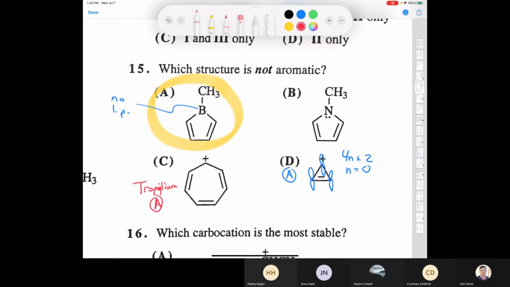And this compound is aromatic too. You put these and an unhybridized p orbital, then you'd have 1, 2, 3, 4, 5, 6 pi electrons, a continuously overlapping system of p orbitals, and it's planar. There we go. So everything is aromatic except A.